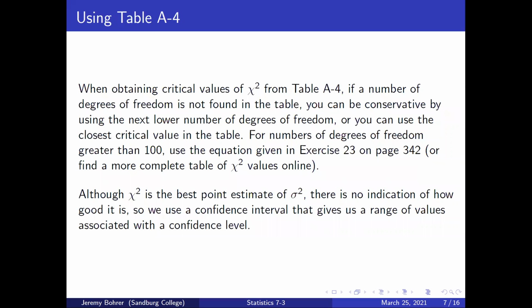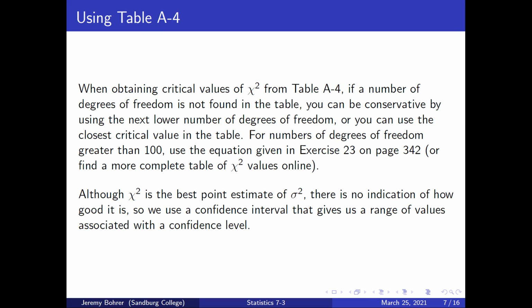When obtaining critical values of chi-square from table A4, if a number of degrees of freedom is not found in the table, you can be conservative by using the next lower number of degrees of freedom, or you can use the closest critical value in the table. For numbers of degrees of freedom greater than 100, use the equation given in exercise 23 on page 342, or find a more complete table of chi-square values online.